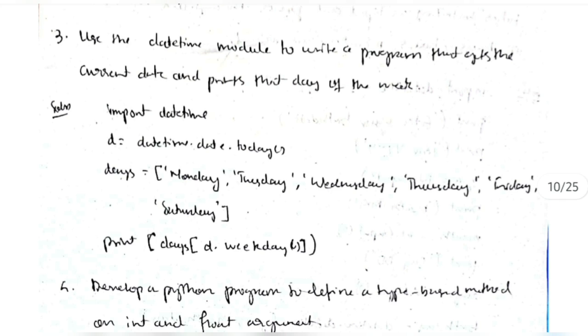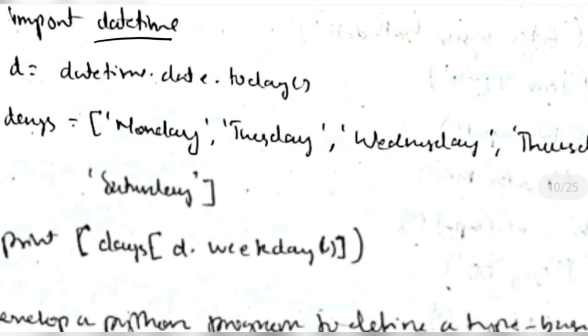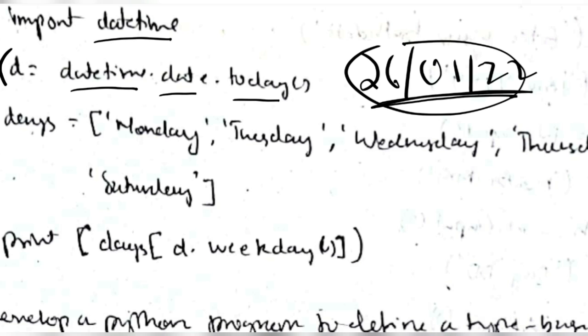In the third program, we have to use the datetime module to get the current date and print the day of the week. So here's a function. This is the datetime module. Here what we have to do is take the date of today, like it's 26-01-22. Okay, this is the date today. So here what we will be doing is datetime.date.today(). This will be stored in D.